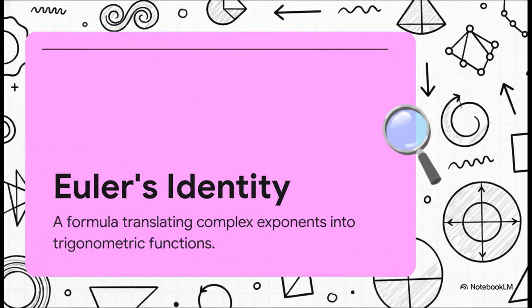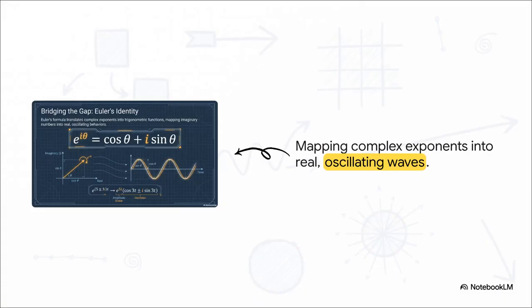Euler's formula states that e to the power of i times theta equals the cosine of theta plus i times the sine of theta. This isn't just some random equation. It is a translation device. It literally allows us to convert complex exponents into standard trigonometric functions. Think of Euler's formula as the ultimate mathematical translator. It takes an imaginary unit circle and literally maps it out into real, oscillating sine and cosine waves.